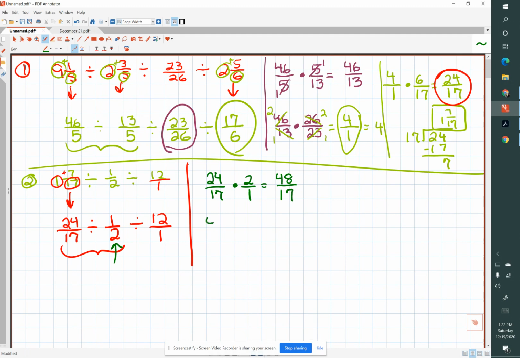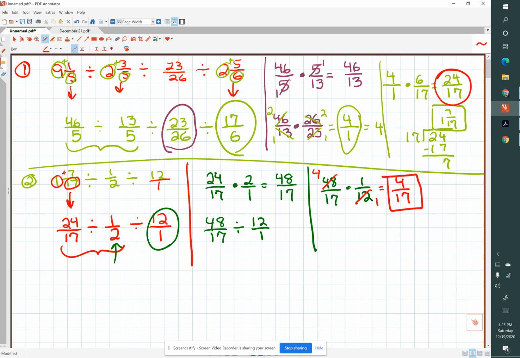Now we need to divide 48 over 17 by the third fraction, which is 12 over 1. And we'll use our keep, change, flip again. 48 over 17 times 1 over 12. 1 and 17 cannot be simplified, but 12 is a factor of 48. So 12 divided by 12 is 1. 48 divided by 12 is 4. And our final answer will be 4/17, and that is already simplified for us. So that's number 2.